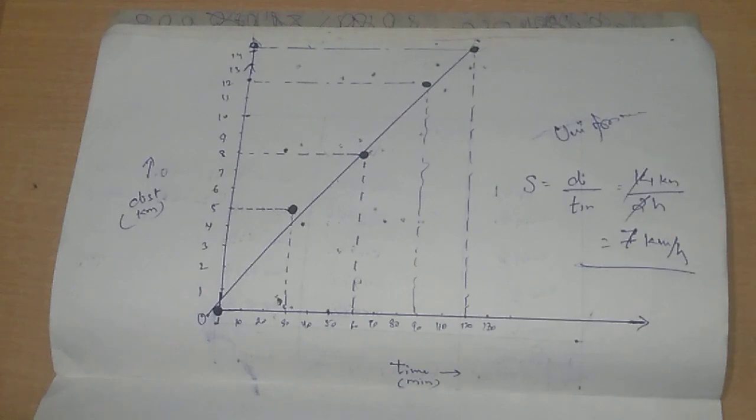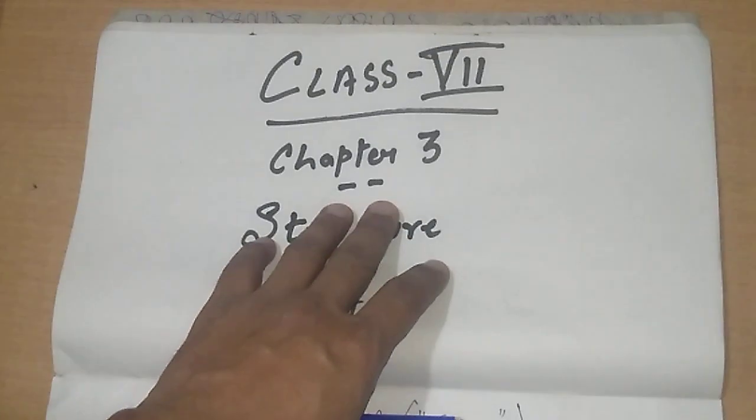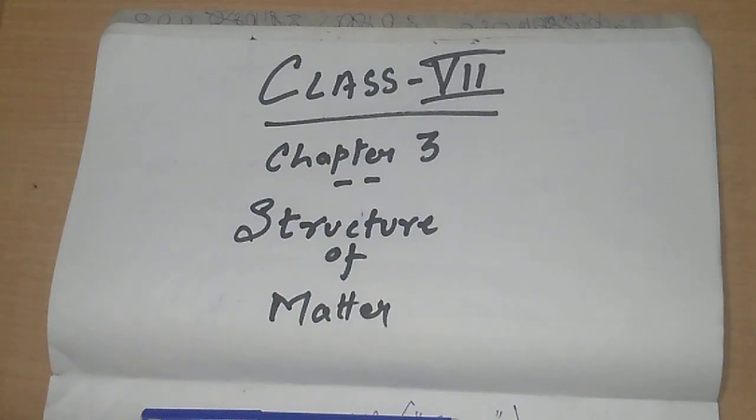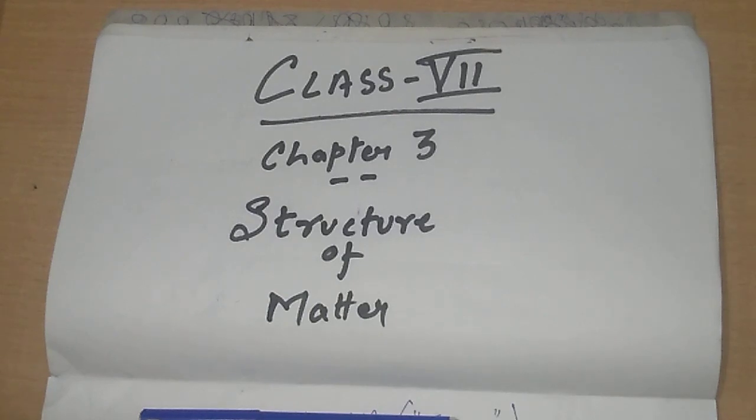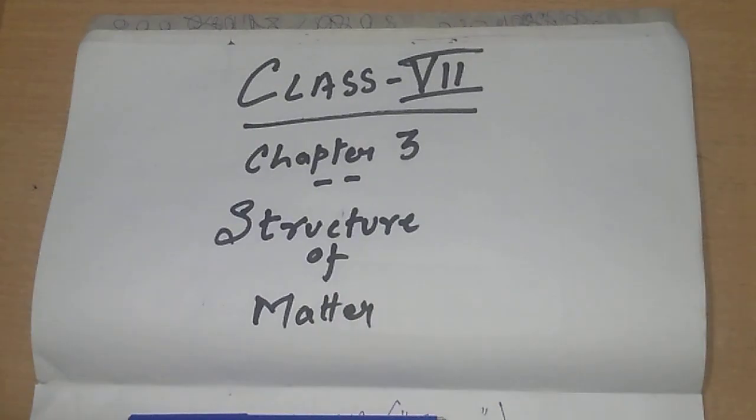Now we'll be continuing with the third chapter of our syllabus, which is chapter number 3, the Structure of Matter. As I told you in the beginning, we have divided all these things because science has been divided into three sections: physics, chemistry and biology. The first part was related to biology, and the second chapter we took was related to physics. Now the third chapter, which is quite important, comes under the category of chemistry.